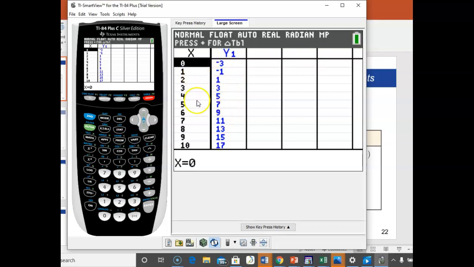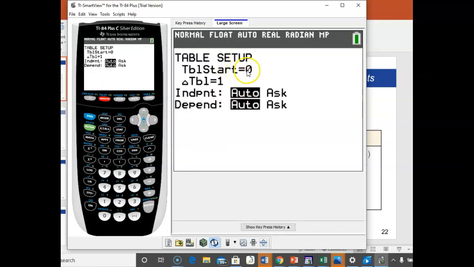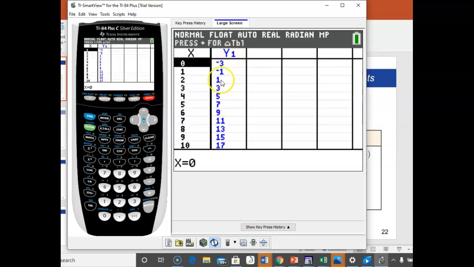If you need to adjust your table in any way, this table set is where you're going to go and do that. So you'll do second and table set. It gives you a couple options. This table start just says basically where's your table centered at. So if you want it centered at 0, which is usually where we're going to start, then you start it at 0. And this delta table means how do you want your table to change? Generally by ones is fine. So if you're going to find like x equals 0, x equals 1, x equals 2, and so forth, then you should be able to just have it set on 1 there. So looking at the table for this one, then you can fill in these values.